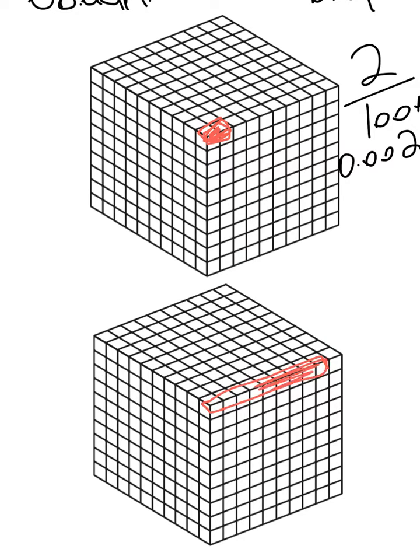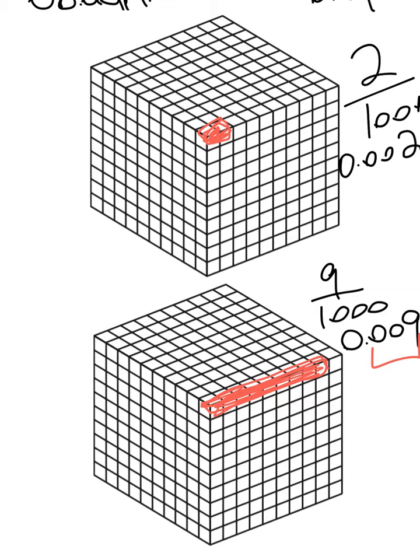What if I highlighted 9 of them? So I'm going to highlight 9 cubes out of 1,000. My fraction is going to be 9/1000ths or 0.009. In other words, how many decimal spots do thousandths have? They have 3. They have 2 zeros and then the number.